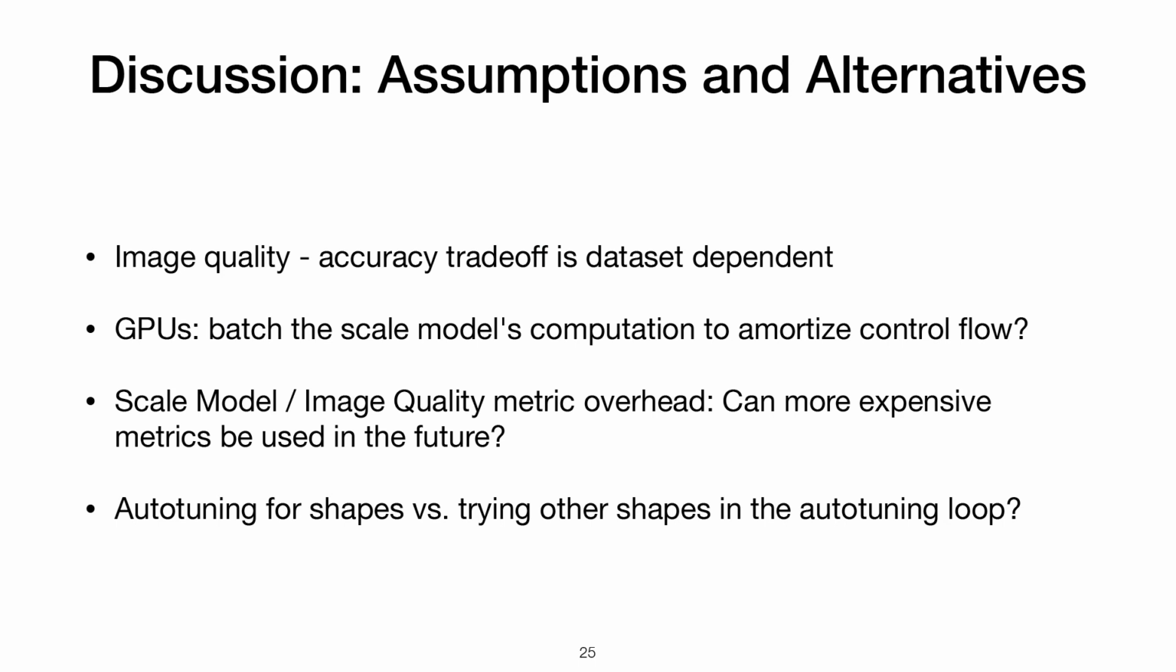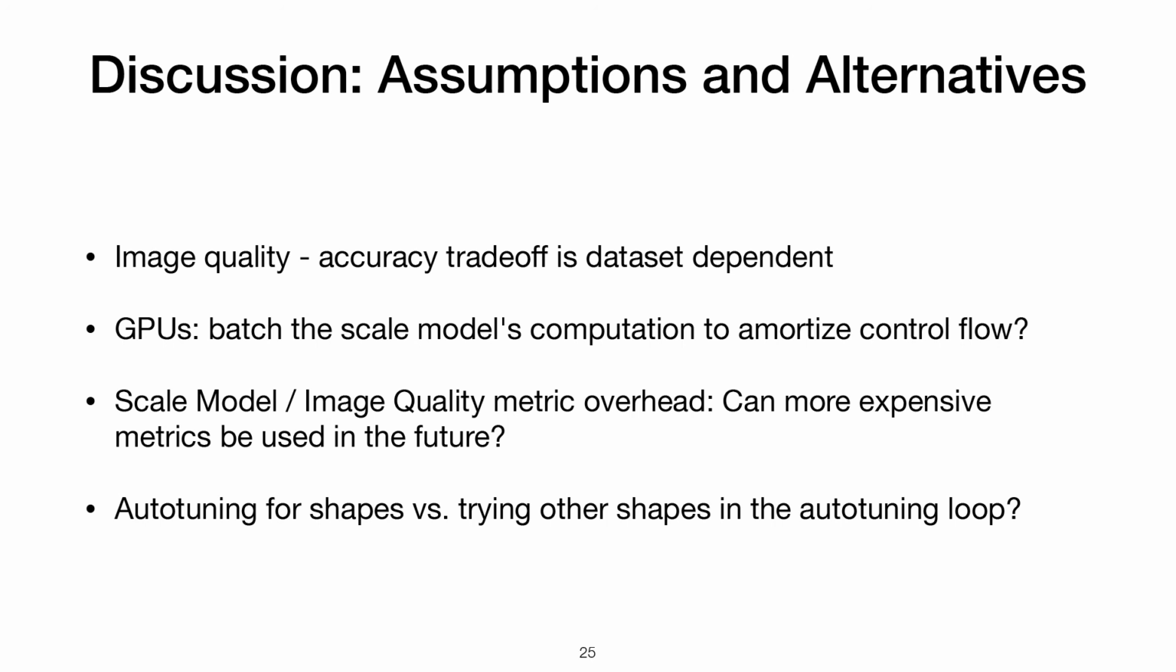I'll briefly touch on some of the caveats and alternatives of the results presented so far. At this point, we've established that many of the trade-offs we've seen, especially image quality versus accuracy, are dataset dependent, meaning that per dataset calibration is necessary. Additionally, we focused on situations where per example control flow, for example, choosing a resolution for inference, doesn't add much overhead. But on GPUs, or when batching at inference time is more desirable, other strategies such as batching the scale model's computation might be necessary.